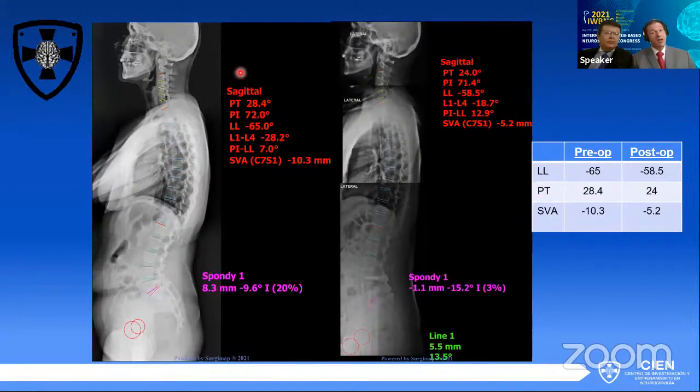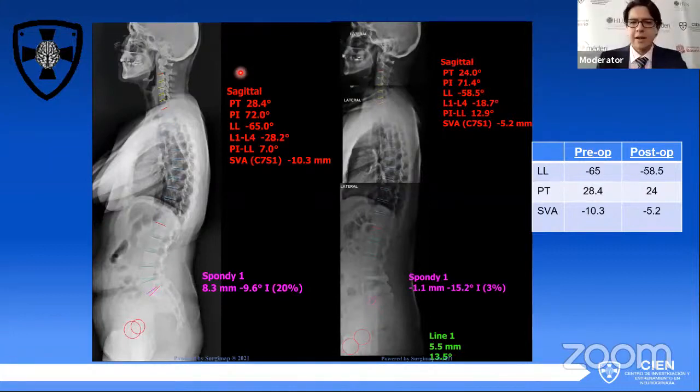But since she does not have a slip now, the impact is that you're changing the listhesis with lordosis. So you're changing one thing for the other. Now she has no listhesis, but that shift is done by the lordosis gained locally, but globally you're going to have a relatively lower change because it's all interconnected one with the other.